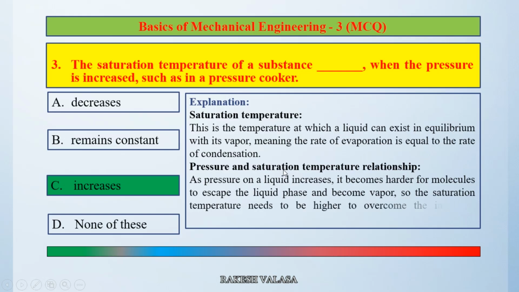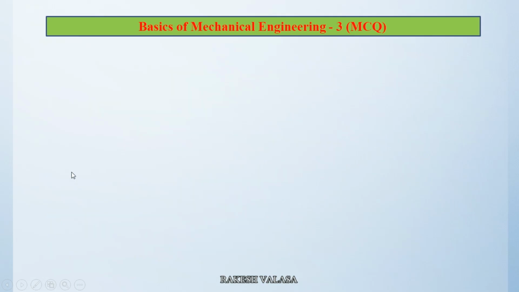The relationship between pressure and saturation temperature: as the pressure on a liquid increases, it becomes harder for molecules to escape the liquid phase and become vapor. So the saturation temperature needs to be higher to overcome the increased pressure and achieve equilibrium. So the correct answer is option C, increases.